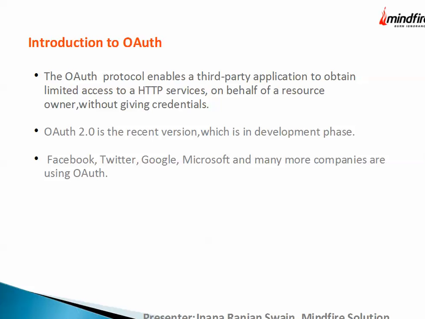OAuth is one more technology that can provide security on a REST API. Besides OAuth, we have other things, like we can use SSL, and we can also use CORS. Next, OAuth 2 is currently in the development phase, and more and more things are being added to it now. Companies like Facebook, Twitter, Google, Microsoft, and many more are using OAuth.